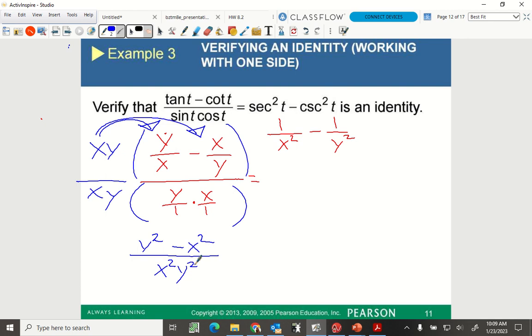Where did you get the x squared y squared from? All right, so when I multiply this, what is y times y? And then x times x. Because there's a multiplication happening in between there, there's no separation. So I just multiply them together. xy times xy.